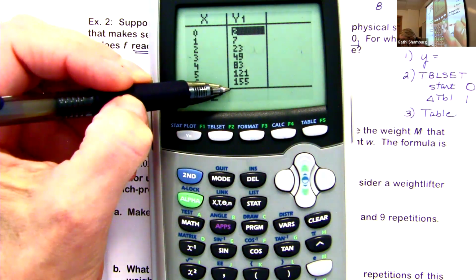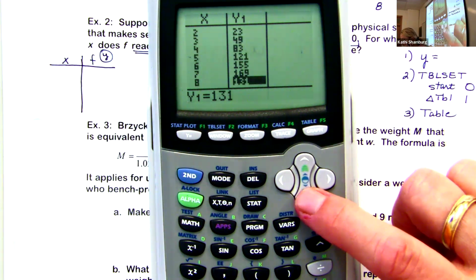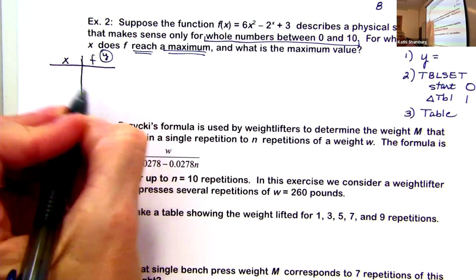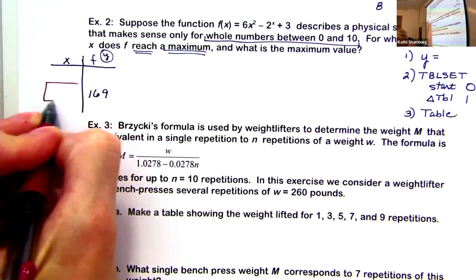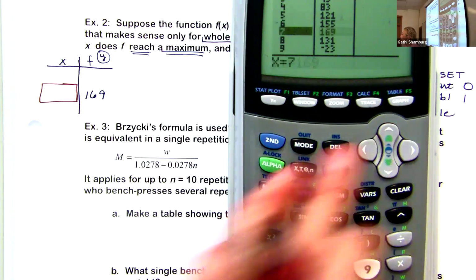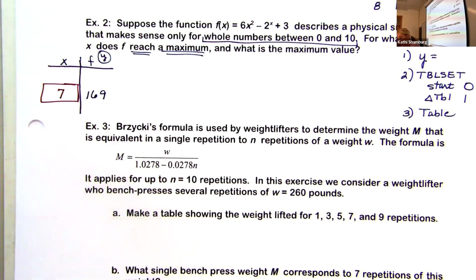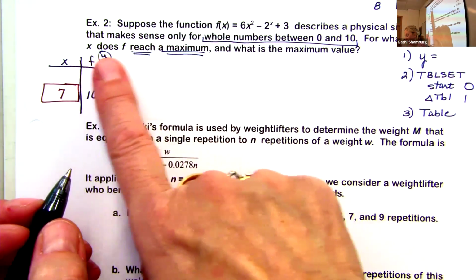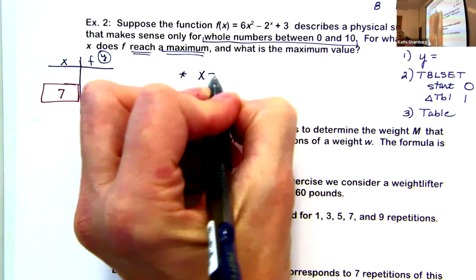Okay, so right now it's looking like 155. Oh, there's 169. And then it starts decreasing. So that tells me that my largest function value was 169. And the question is asking, when does that occur? So I come up to 169. When did that occur? When x was what? 7. So this first question, for what x does f reach a maximum? It reaches its maximum when x equals 7.